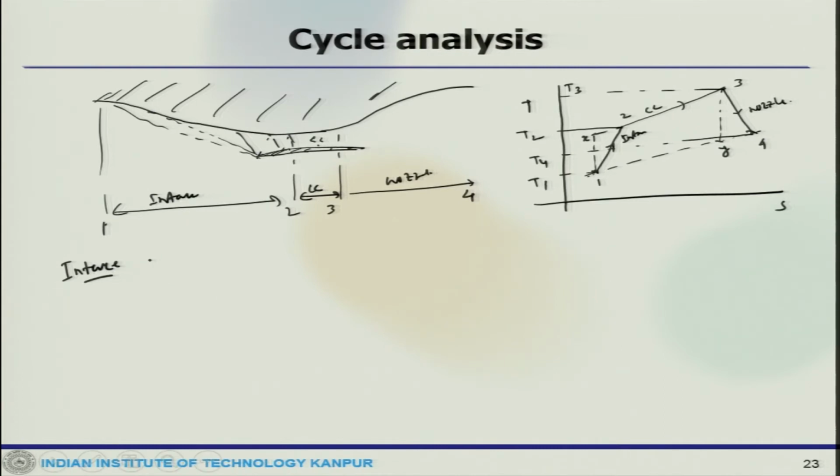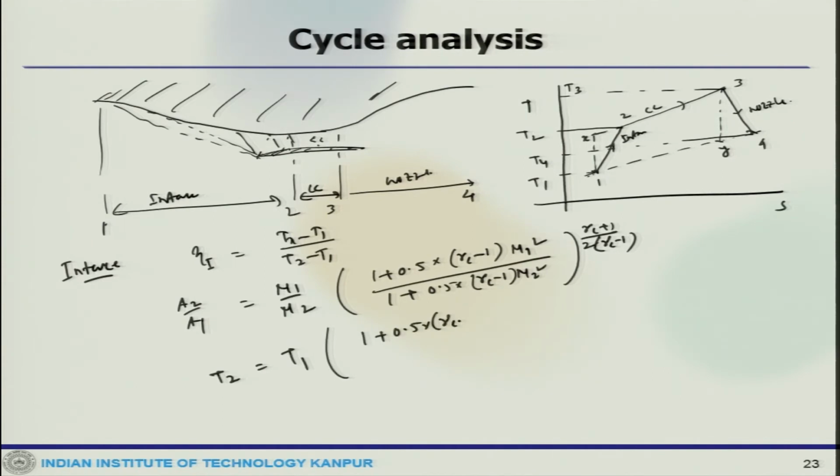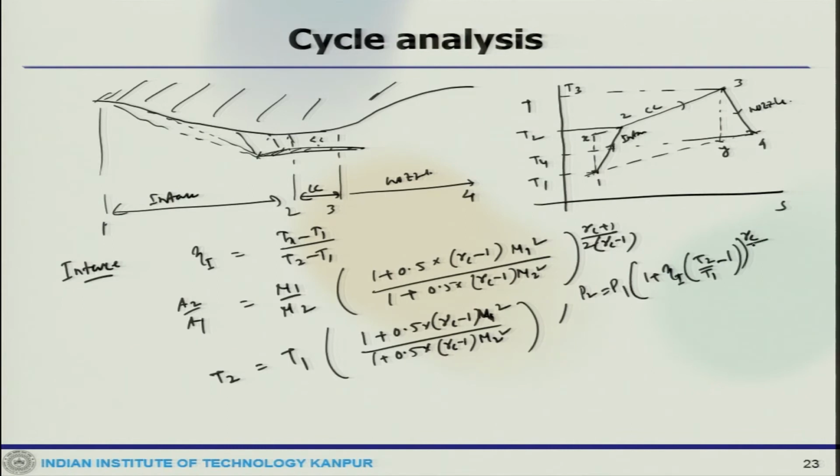Now, we look at the intake first, the intake module. What will happen is, because of the shock there are losses. So intake isentropic efficiency would be (Tx minus T1) by (T2 minus T1). The area ratio would be M1 by M2 times [(1 plus 0.5 (gamma c minus 1) M1 squared) by (1 plus 0.5 (gamma c minus 1) M2 squared)] to the power (gamma c plus 1) by 2(gamma c minus 1). Similarly, we will get T2 by T1 as (1 plus 0.5 (gamma c minus 1) M1 squared) by (1 plus 0.5 (gamma c minus 1) M2 squared), and P2 equals P1 times [1 plus eta I (T2 by T1 minus 1)] to the power gamma c by (gamma c minus 1).